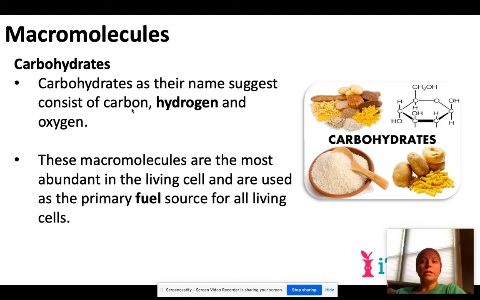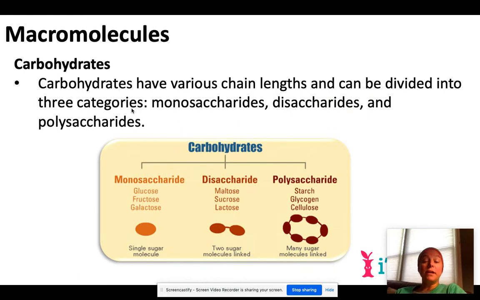If you are into sports and they tell you to stock up on your carbs the night before, what they're telling you is you want your fuel source ready and available for your game. So you've got to eat a good carbohydrate meal. We have different kinds of carbohydrates. We've got mono, meaning one. Monosaccharide is basically saying one sugar. That's your glucose, fructose, and galactose.